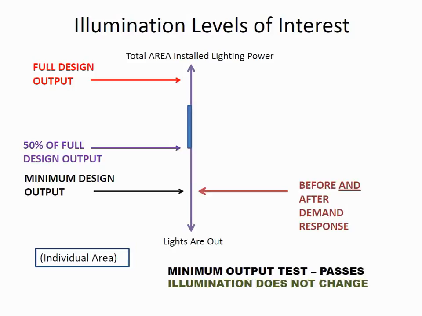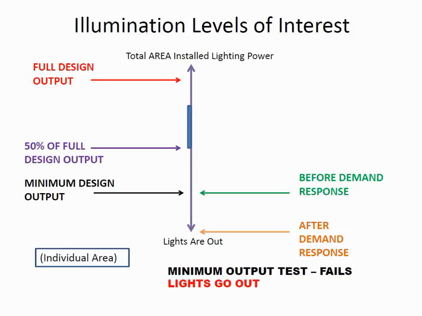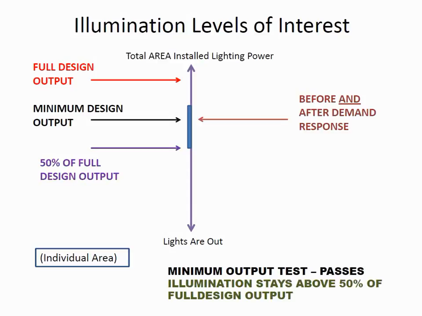That's a pass. Here's one where we do the same thing, and we initiate a demand response, and the lights go out. That's a fail. Here's one where our minimum design output is still quite high. It's above 50% of the full design output, and when we initiate a demand response, it does not drop below the minimum design output, and it does not drop below 50% of full design output, so that's a pass.